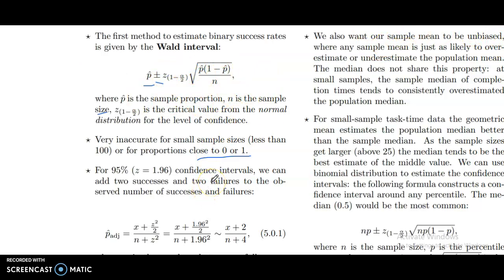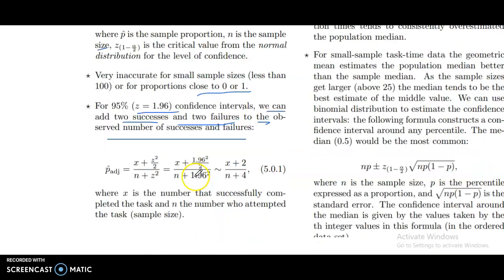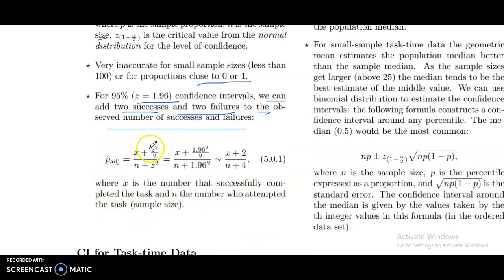For 95%, Z equals 1.96. For the adjusted Wald interval, we can add two successes and two failures to the observed number of successes and failures, where x is the number who successfully completed the task and n is the number who attempted the task, the sample size.